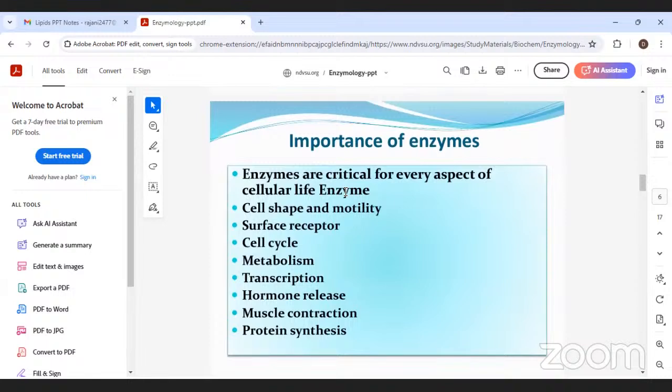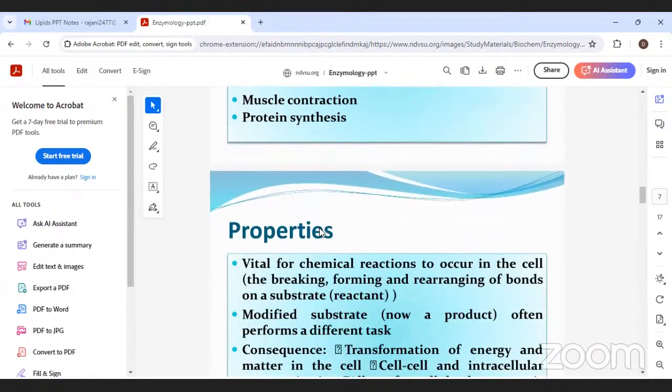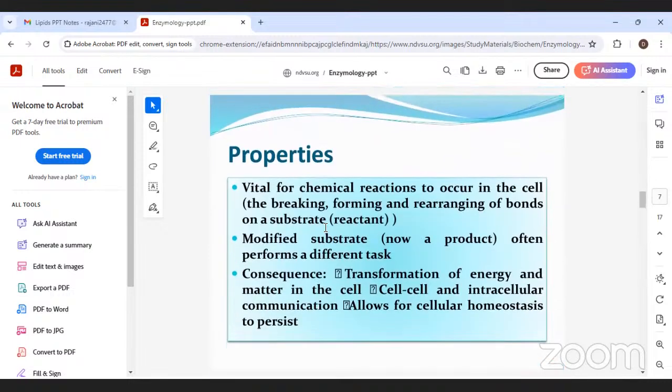Enzymes are critical for every aspect of cellular life. Enzymes affect cell shape and motility, surface receptors, cell cycle, metabolism, transcription, protein synthesis, hormone release, and muscle contraction. These all show the importance of the enzyme. Okay, what are the properties?